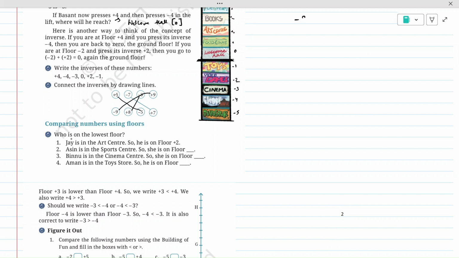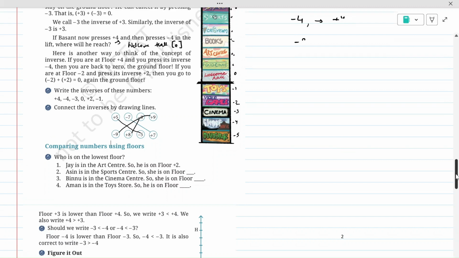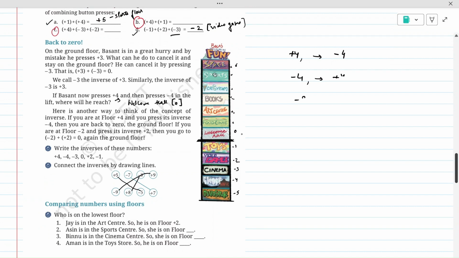So who is on the lowest floor? We have to check who is on the lowest floor. For that, we should know the positions first. J is in the art center, so he is on floor +2. Where is +2? Wait, let's see where the art center is. This is the art center. J's position is here.